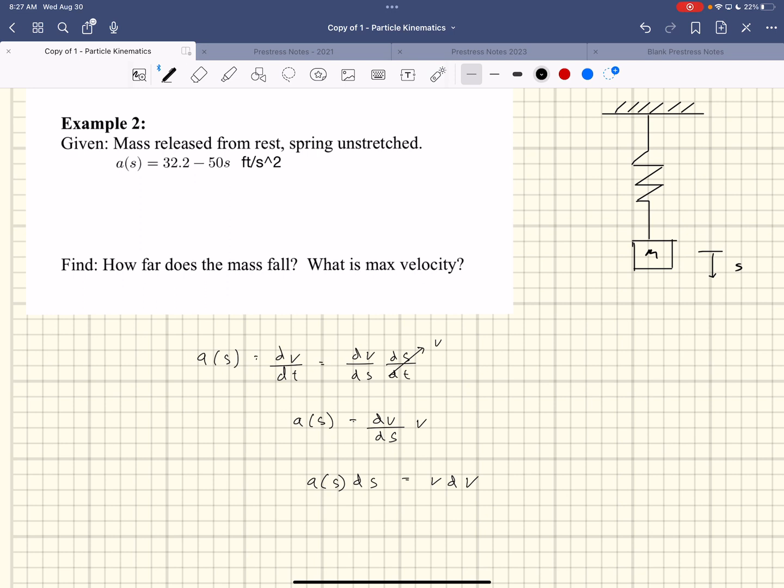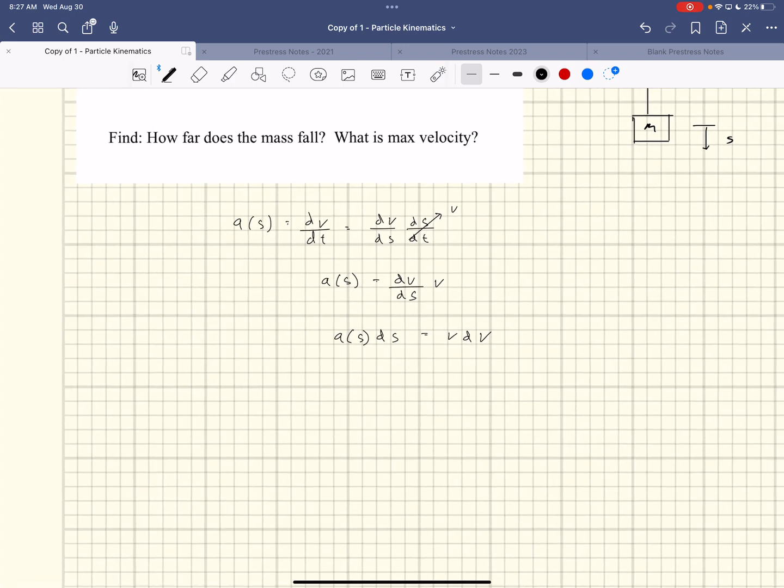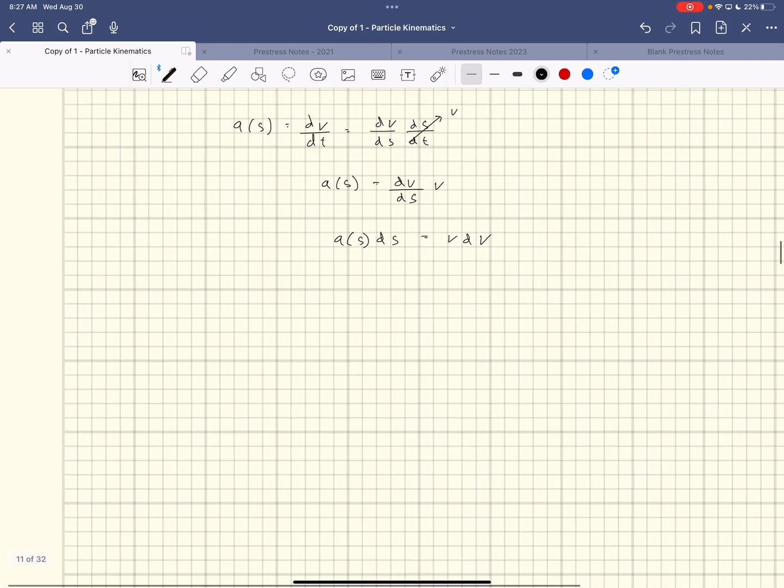And so first of all, I need to go from acceleration to velocity and from velocity to position, right? So A of s ds is v dv. I know what this acceleration equation is. This A of s was given to me up above. All right, A of s is going to be 32.2 minus 50s, ds. I'm going to integrate that, and that's equal to v dv. And I'm going to integrate that.